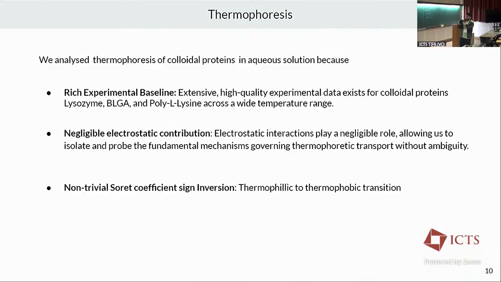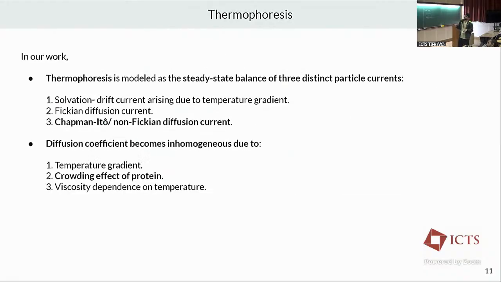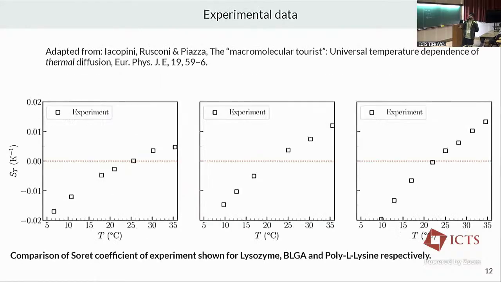So what happens is, at temperature lower than some critical temperature, the Soret coefficient is negative, but above that critical temperature, the Soret coefficient becomes positive. So in this work, how are we going to model it? We are going to say that thermophoresis is the balance of three currents: the solvation current, the Fickian current, and this Chapman current, which has normally not been taken into account in the literature. Plus, the diffusion becomes inhomogeneous because of the presence of this explicit temperature gradient, and also because your protein is a structured object, so it can have some concentration dependent effect.